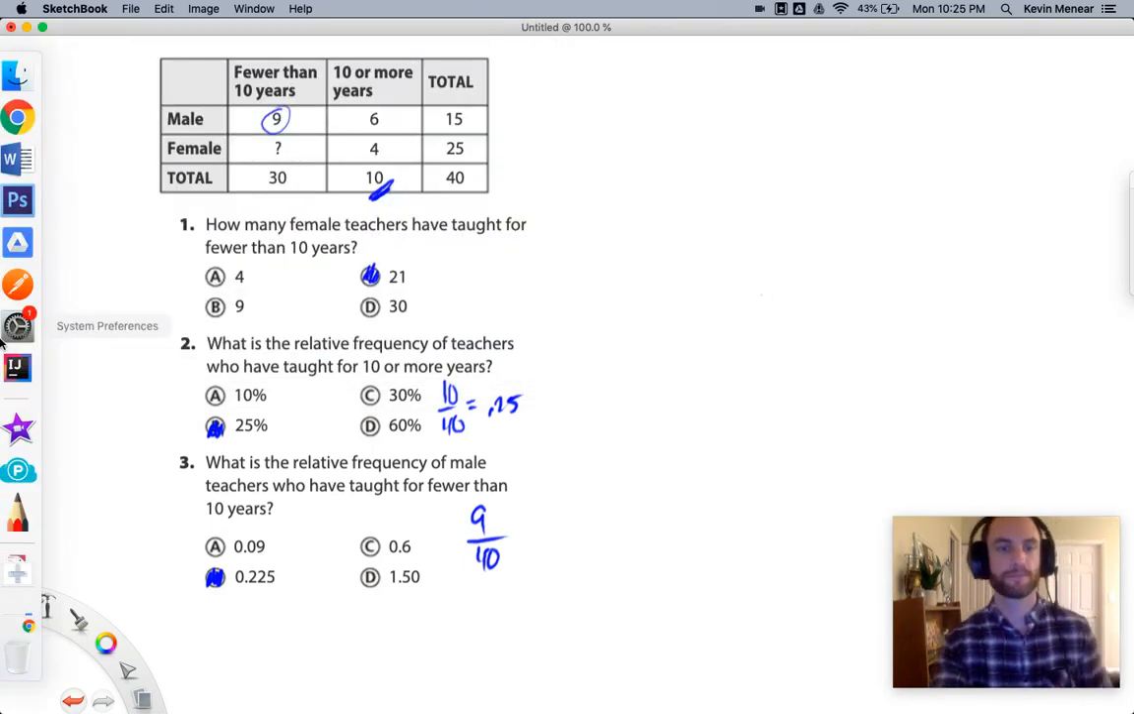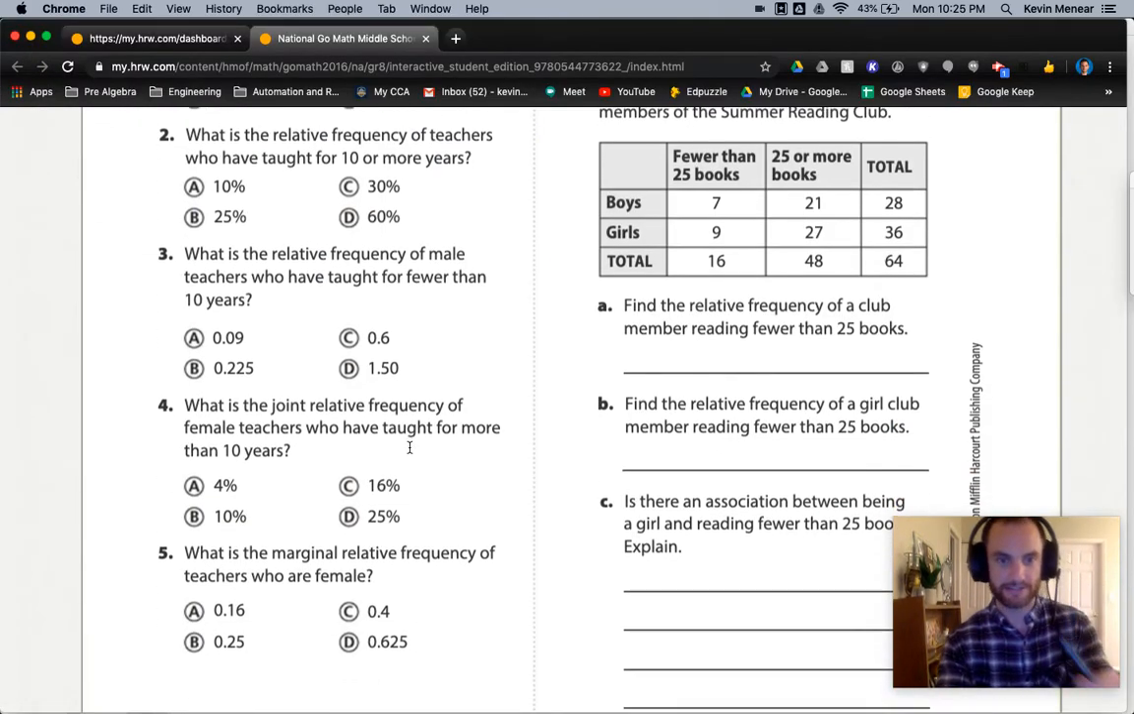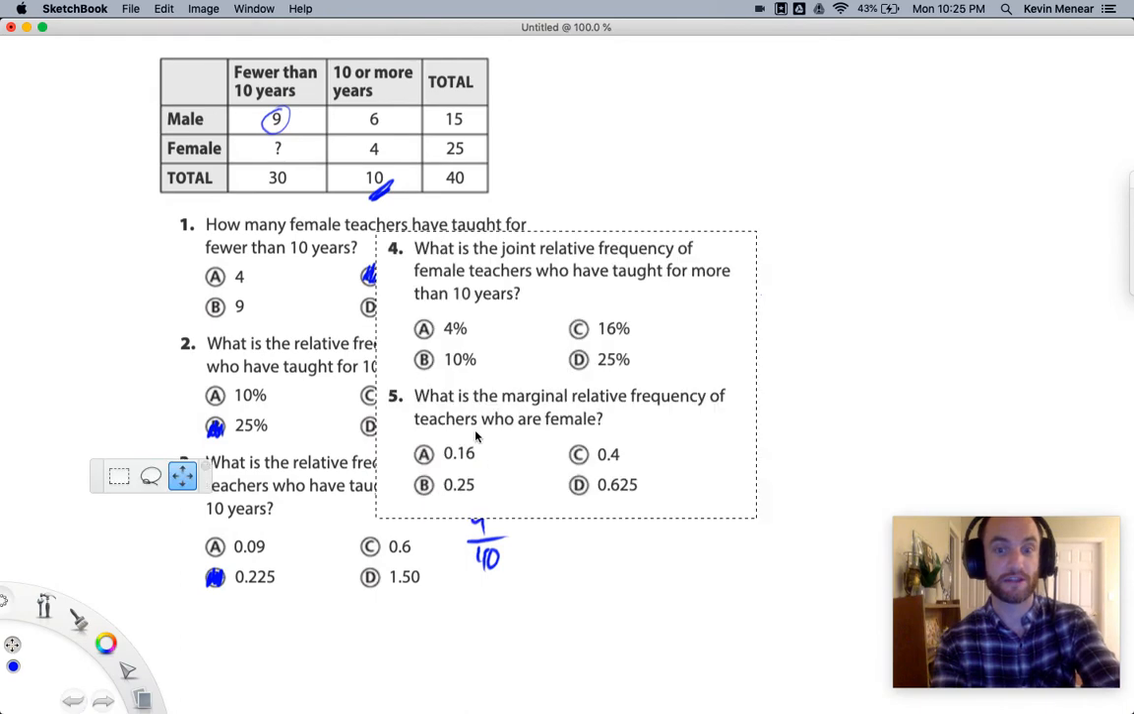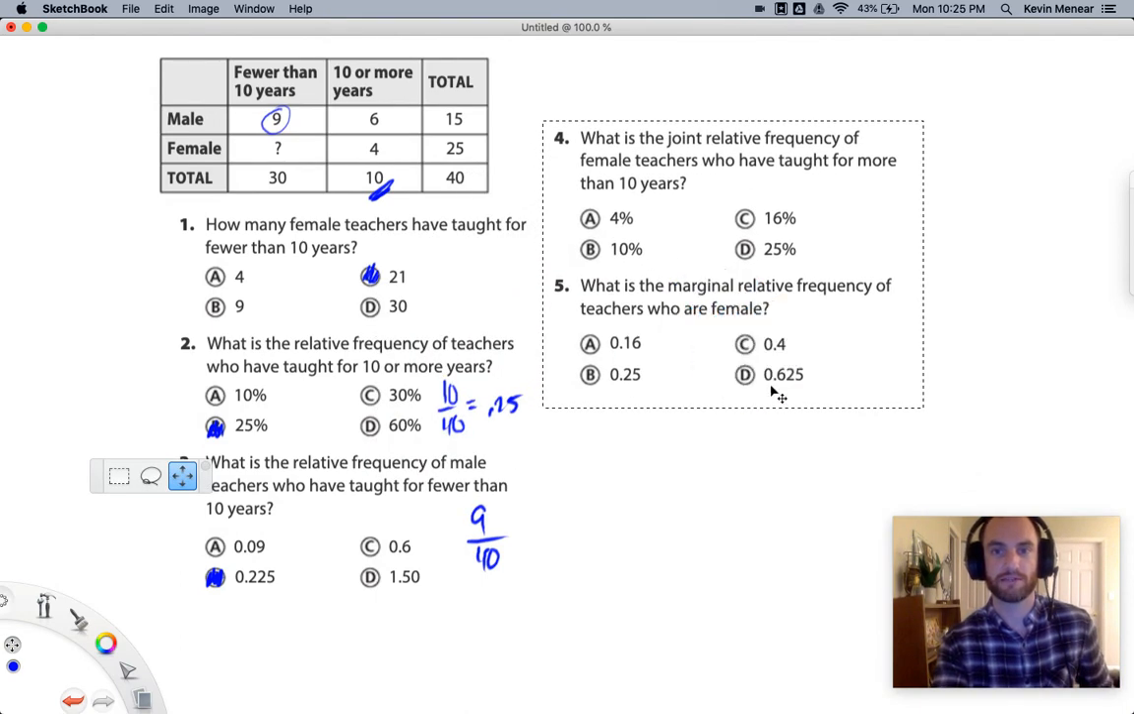Awesome. Cool. Test taking skills. You don't always have to know the answer. You just have to be able to figure out what the best possible answer is, or if it's the only possible answer, as in the case that we just saw.